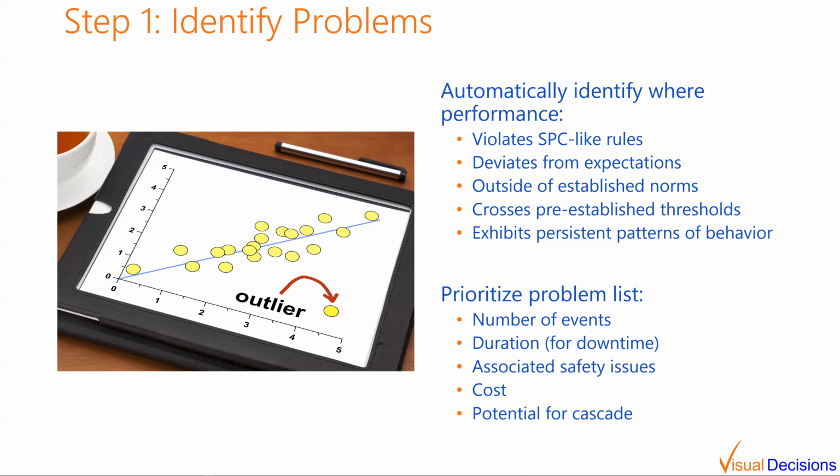When we're looking to prioritize those different potential issues that we find, we can look at the number of different events, the duration of those events for downtime, or the number of impacted pieces for quality, any associated safety issues if we can tie things into that, and costs. If we are enriching our data to be able to say that downtime in this process costs us much more than downtime in this process, we can look at what the cost of those different downtimes is. And then if we see a potential for cascade, where if this fails, then these other problems are going to occur.